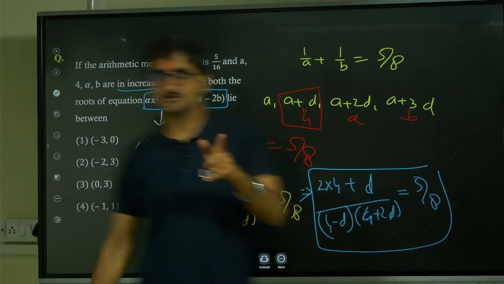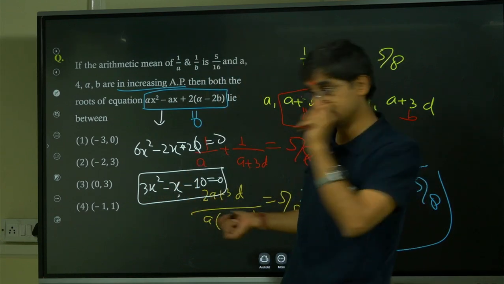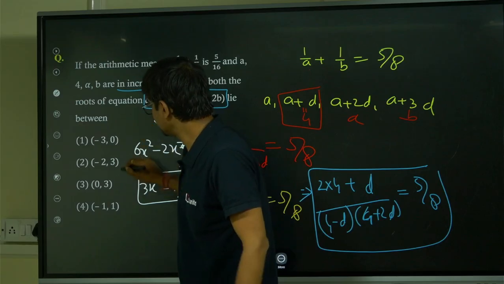See, roots have to be of opposite sign. Why? Constant is negative. Open upward quadratic, constant is negative, so roots have to be of opposite sign. So either the answer can be this or this.